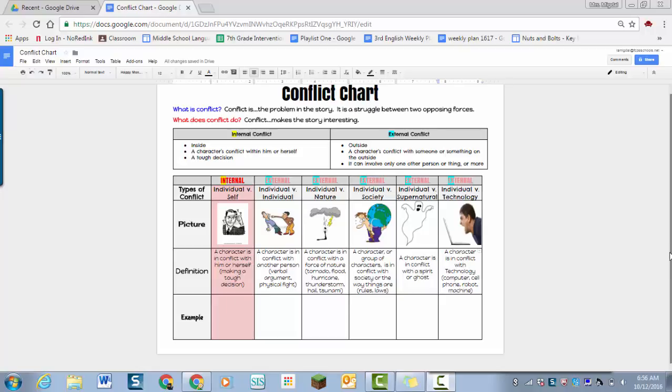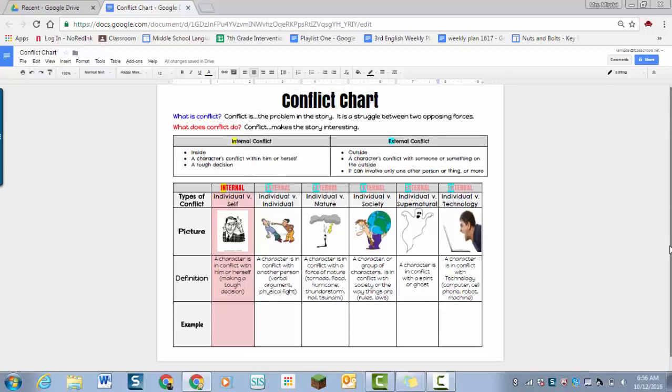Today we start talking about conflict in fiction. This is the third element of fiction that we've studied so far. We've looked at theme, we've looked at characterization, and now we're looking at conflict. And every story has to have a conflict. If you don't have a conflict, you don't have a story.